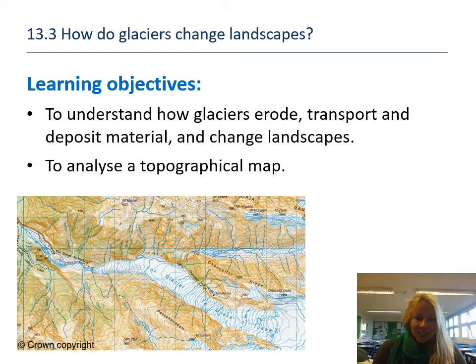So our learning objectives for today are to understand how glaciers erode, transport and deposit material. These processes help change the landscape and we need to understand them. So that's going to be the first part of the lesson. The second part of the lesson is analysing a topographical map. Okay, and you can see an example of one here. So we can see those lovely contour lines and we get a real idea of the shape of the land by looking at these maps.